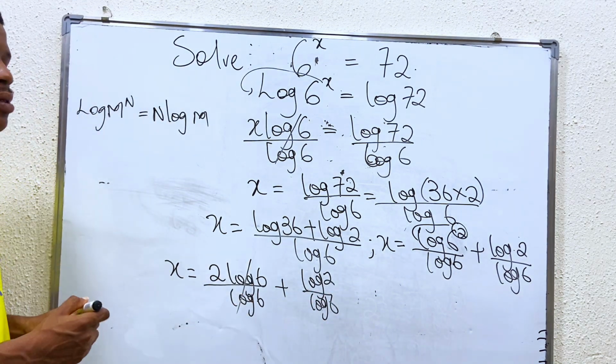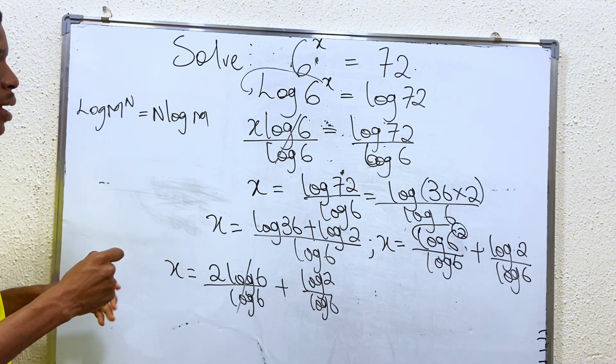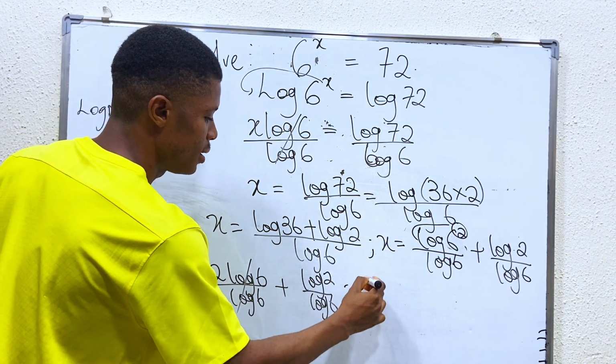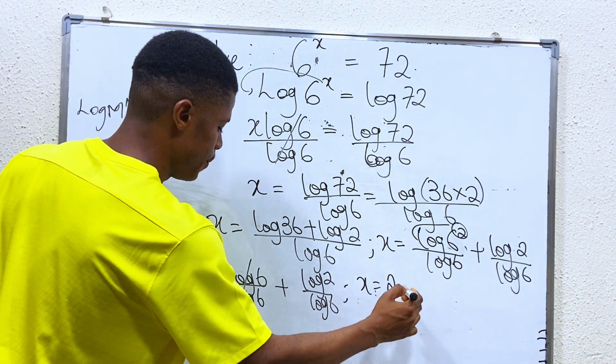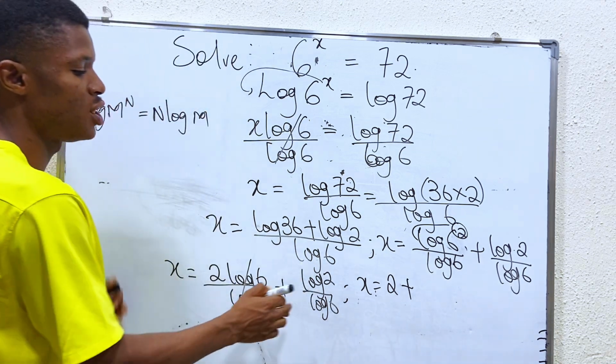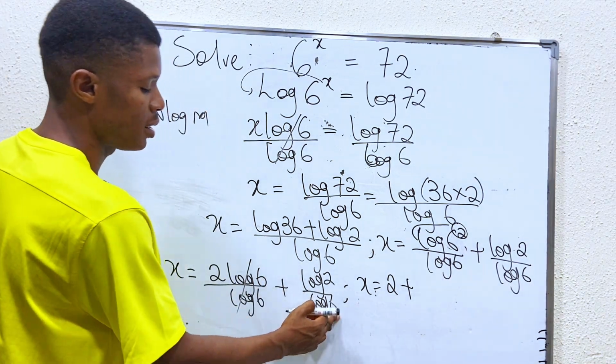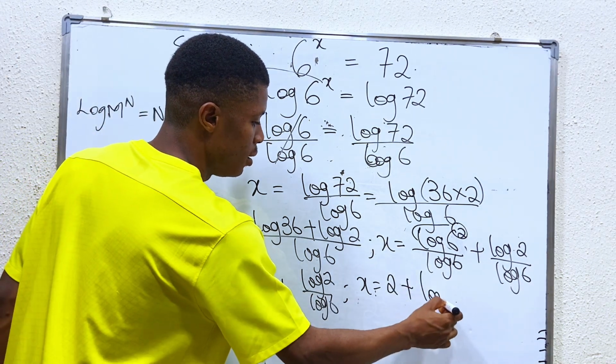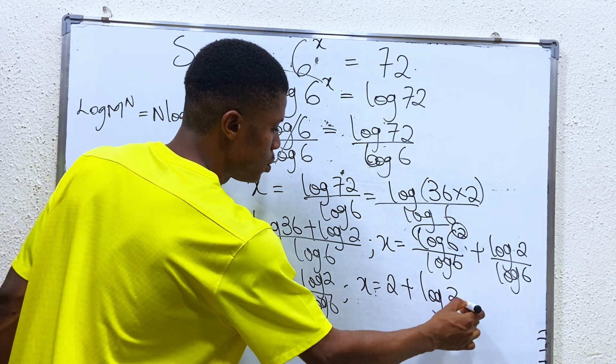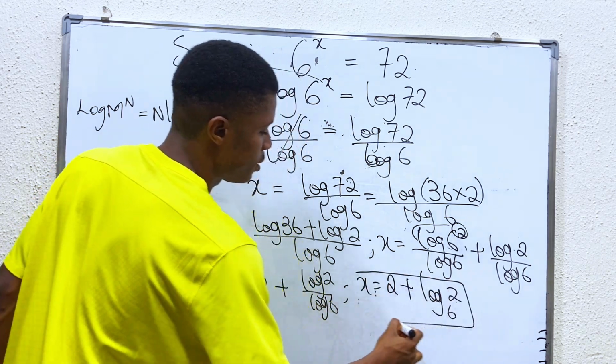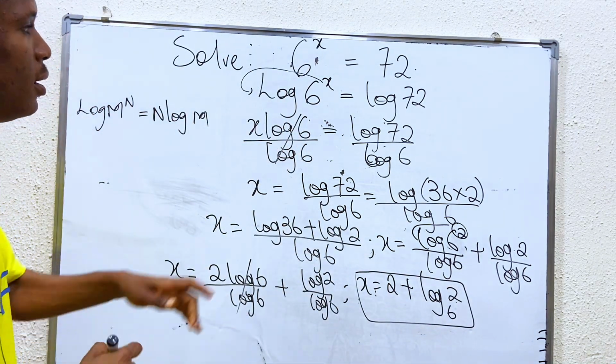If this log 6 cancels out, what are we having? You see that x is equal to 2 plus, we use change of base. Okay, this 6 becomes the base, so log base 6 of 2. And that's the very answer to the value of x.